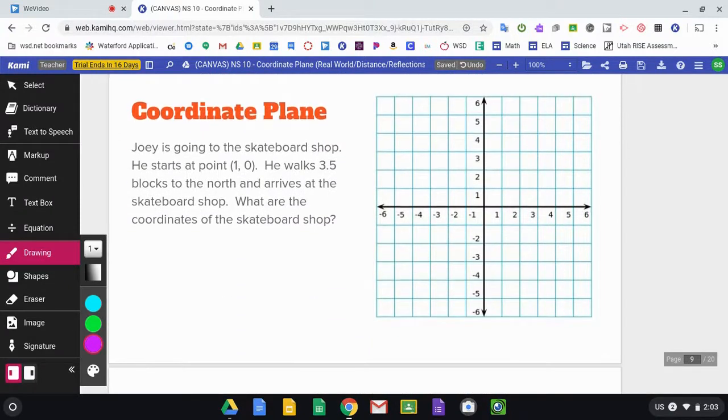All right, let's do this one. Joey is going to the skateboard shop. He starts at point 1, 0. Let's put that point on there. 1, 0: to the right 1, up 0. We're going to put a point there.